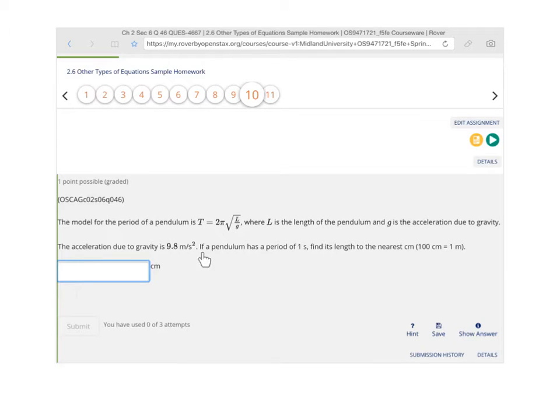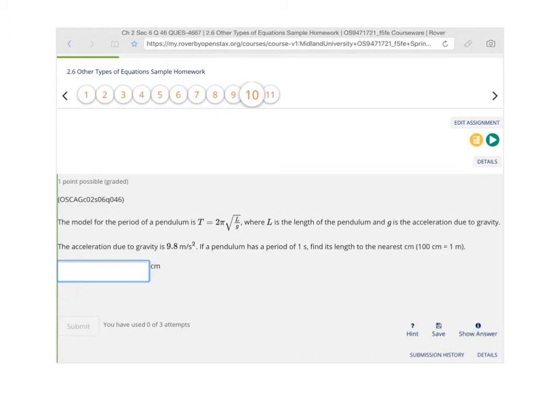So now we do know that if a pendulum has a period of 1 second, in other words, it swings back and forth, right? When you have a pendulum, the period means it goes one way, comes back, and this whole process takes just 1 second. Let's figure out its length to the nearest centimeter.